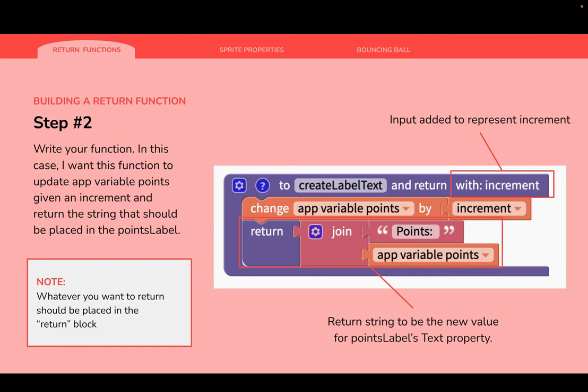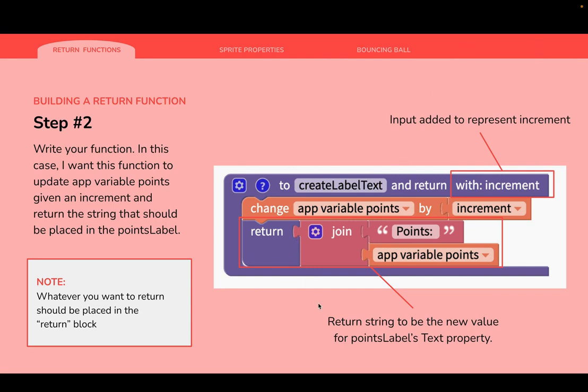So you can see that I've added an input to this function, and I've decided to call that input increment. That value is going to be either +1 or -1, depending on whether the add points button was clicked or the subtract points button was clicked. And then inside my function, I utilize that input variable increment to be the value by which @variable points is changed. So that's the first line in this function.